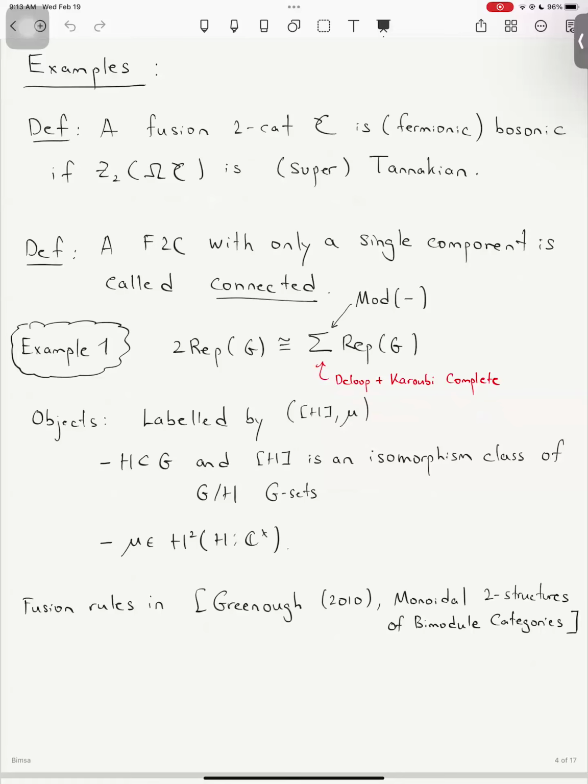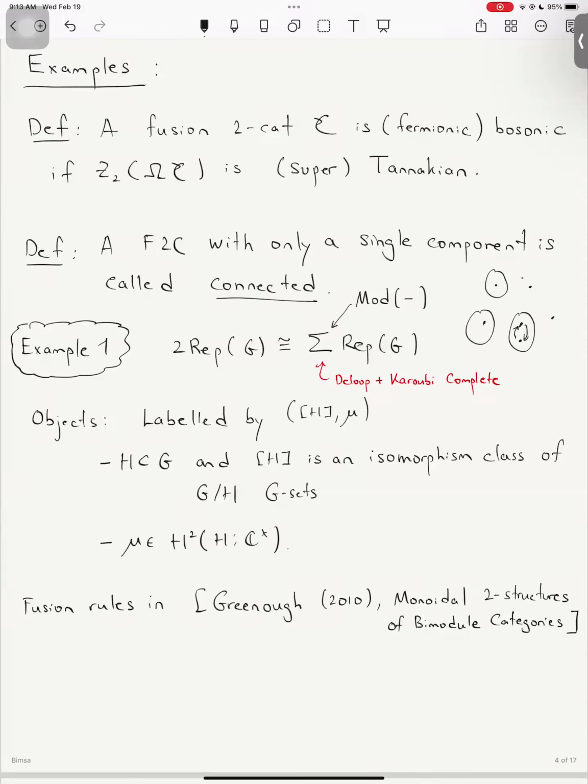What do you mean by component with only a single component? So yeah, I'll get to more specifics of this. In particular, I'll unpack it in a specific example that's just going to come up. But the idea is that in a semi-simple one category, you just have objects labeled around, right? But in a two category, you could have connected components, and then the objects and the components are related by some morphisms.